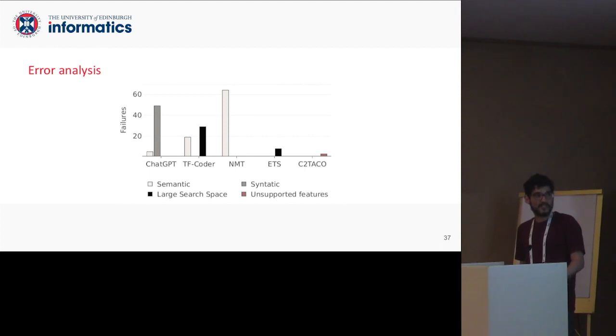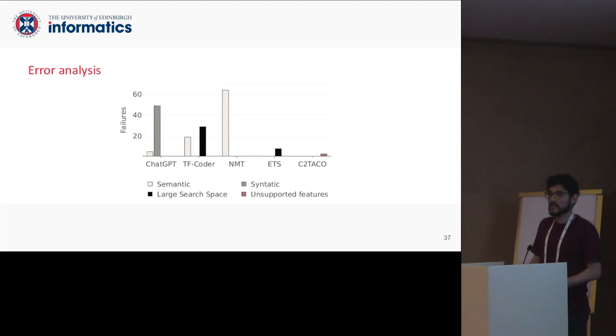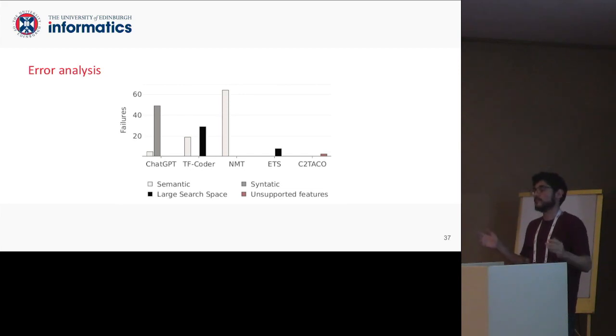And we have C2TACO failing on unsupported features, which means features from TACO that we are currently not able to support, which includes sparse code, for example, distribution of parentheses, things like that, and the indexing of variables that represent tensors with very, very high orders.